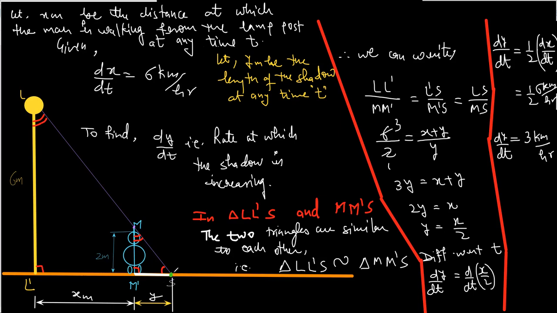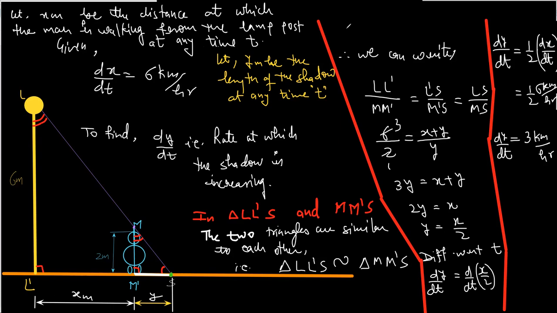Okay. When they ask you to find the rate at which the tip of the shadow is changing, the tip of the shadow, I'm sorry, it is not changing. The tip of the shadow is moving. Find the rate at which the tip of the shadow is moving. The rate at which the tip of the shadow is moving is the same as the rate at which L dash S is changing.